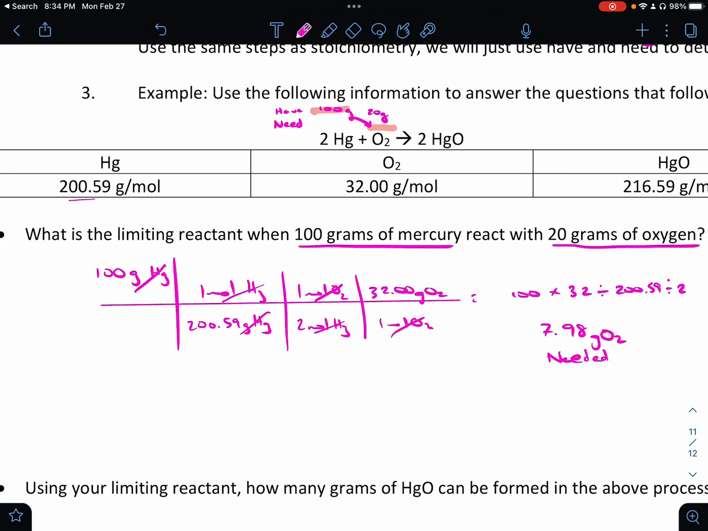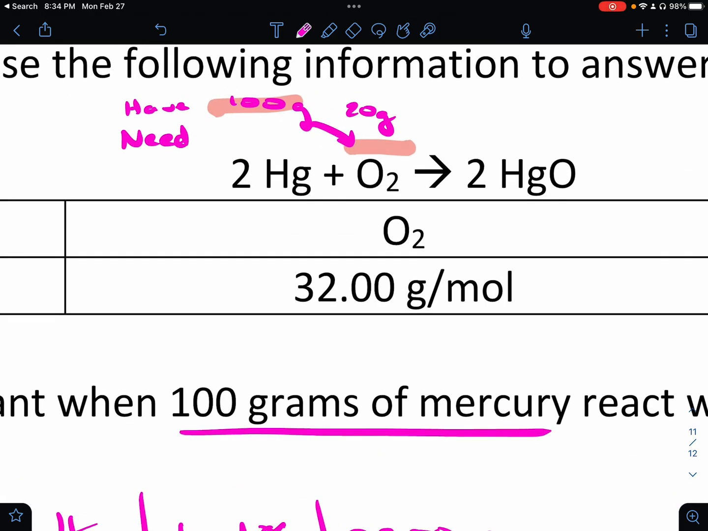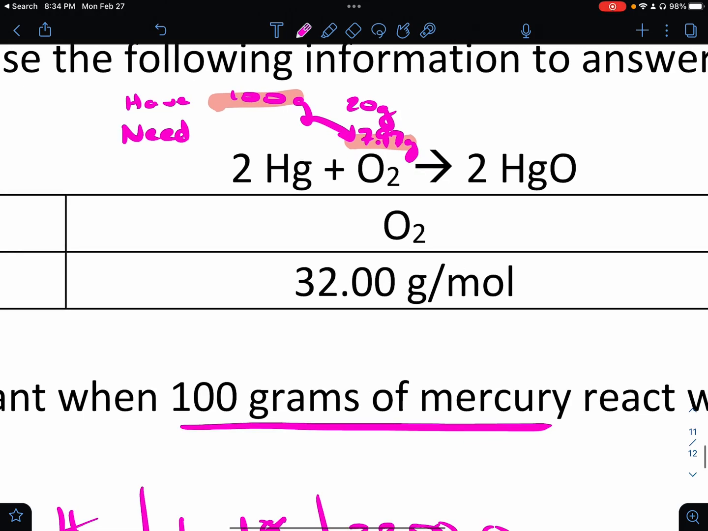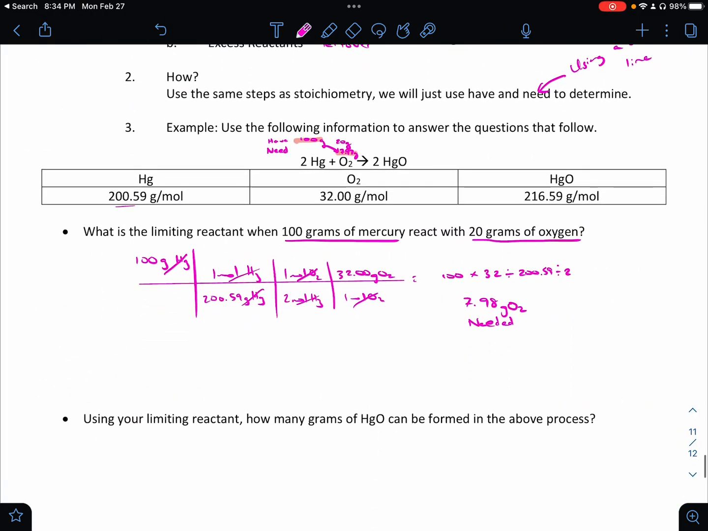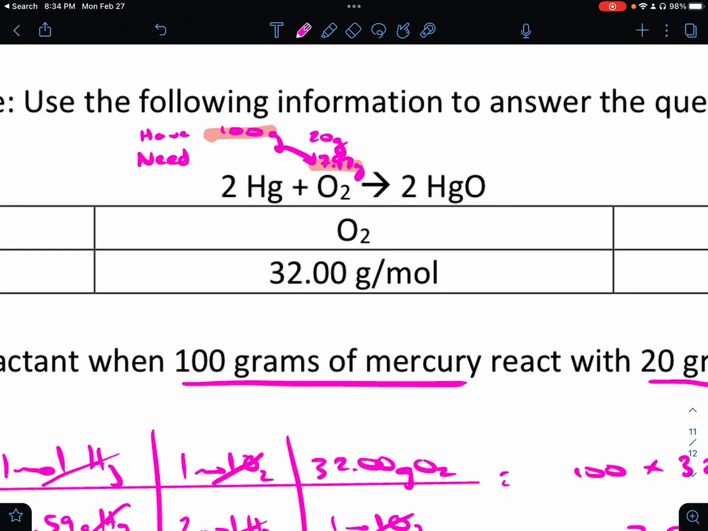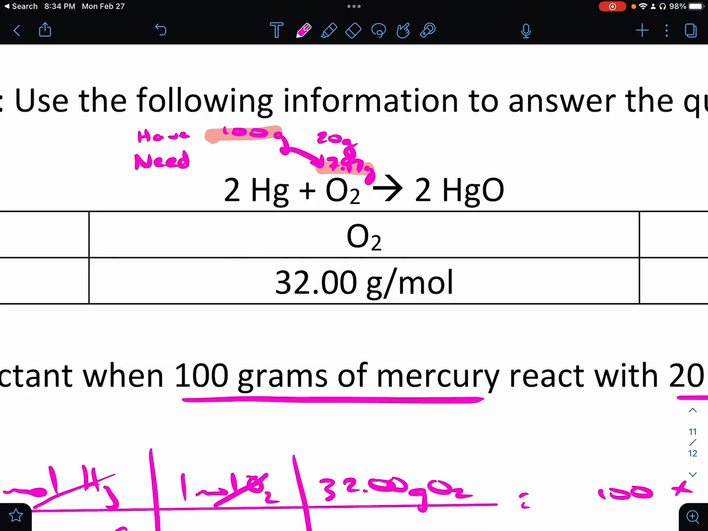All right, 7.98. So that means if I react all 100 grams of my Hg, I only need 7.97 grams of O2. Do I have 7.97 grams? Yeah, I have 20 grams. So that means I'm going to run out of mercury first. Mercury, or Hg, is limiting because I have plenty of oxygen. I have 20 grams and I only need 7.97 to react that 100 grams of Hg.